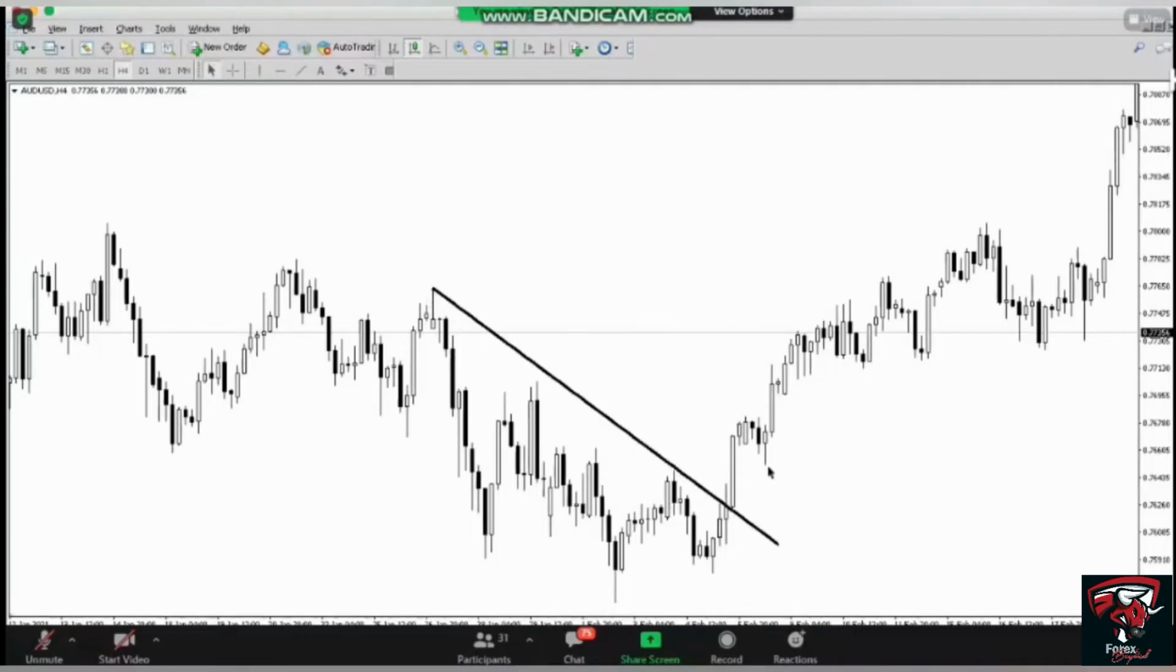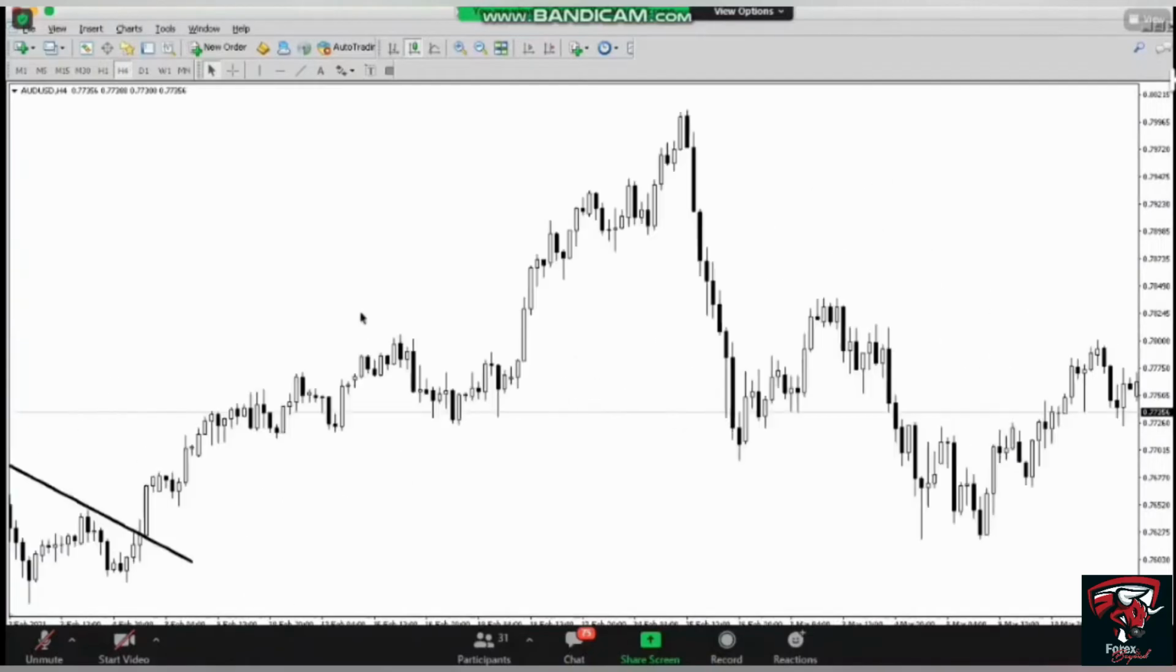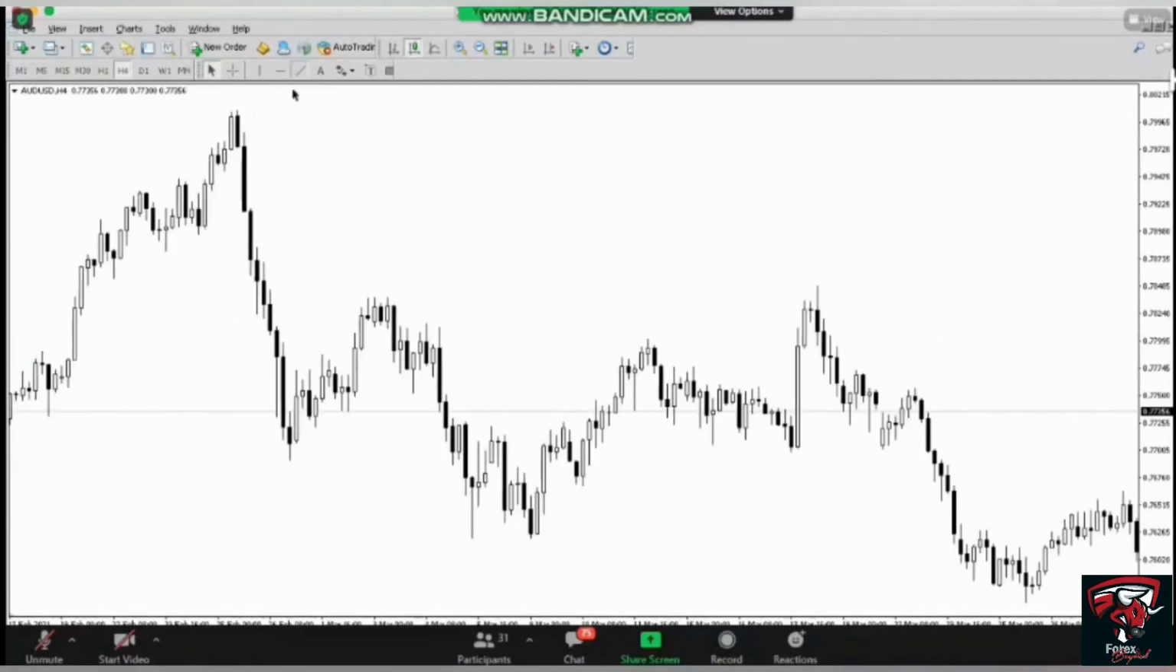Drag 1, 2, always at 3. Second candlestick after the breakout, you buy, you hold. Same thing over and over. So if you wanted to, you would have held.